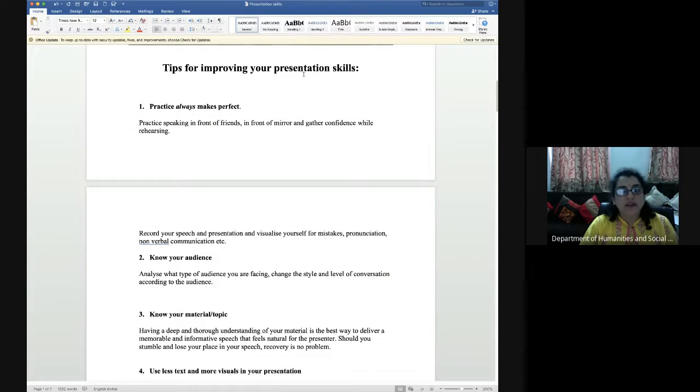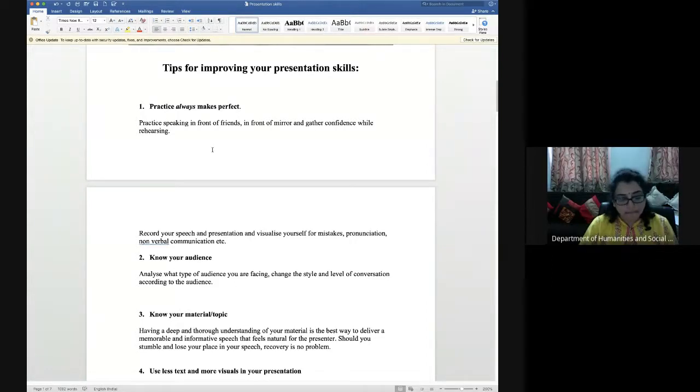When you are giving an oral presentation, the first thing is that you have to have a good command over the language. Good grammatical sentences should be formed. Pauses and stress, where I have to give the stress, where I have to give the pauses, should be perfect. And then the content, the pronunciation, and the accent. If all these things are proper, then only your presentation skills would be proper. So the first point is practice always makes perfect. You have to practice in front of your friends, in front of the mirror, and gather confidence by rehearsing. Yes, anybody has got a question?